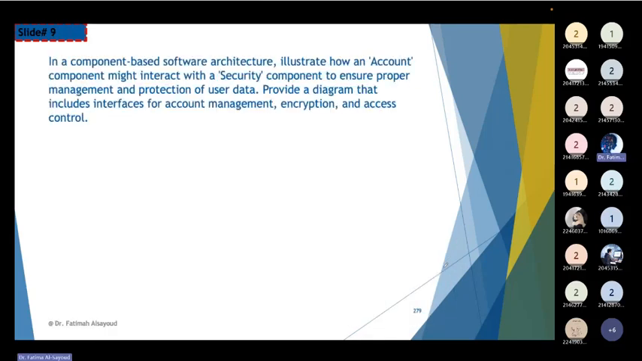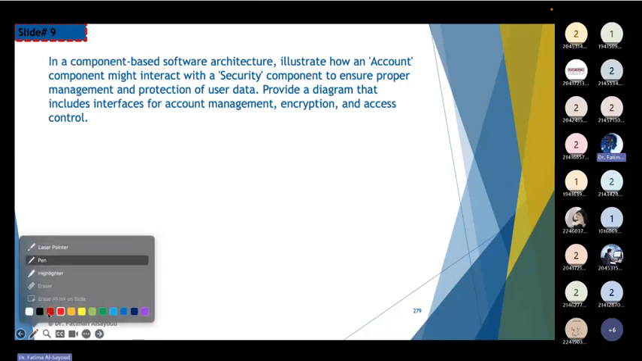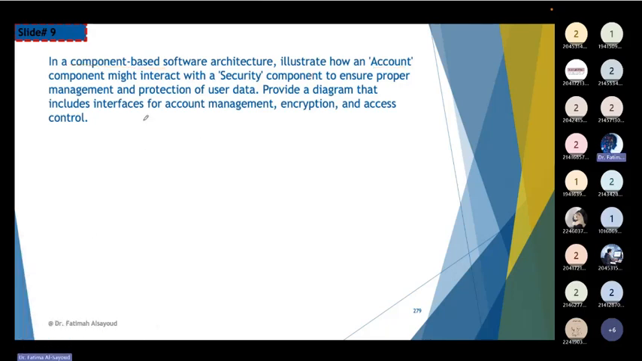Okay, in component-based software architectures, what does component-based mean? That means now I'm thinking about only the components in an architecture's fundamentals. Illustrate how an accounts component may interact with the security component to ensure... Okay, let me fully read the question. I'm going to prefer using highlight.